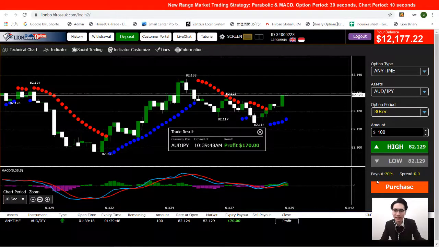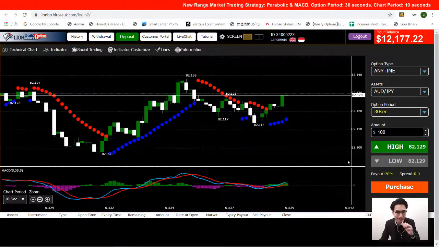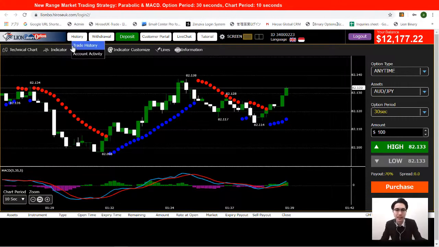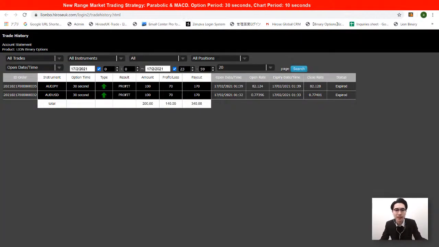So let's take a look at the history. Go to history and trade history. So two trades today, and both of them ended in profits. Again, this strategy and the indicators are really easy to use. All you need to do is identify a range market. Once you are able to identify a range market, then everything becomes really easy.